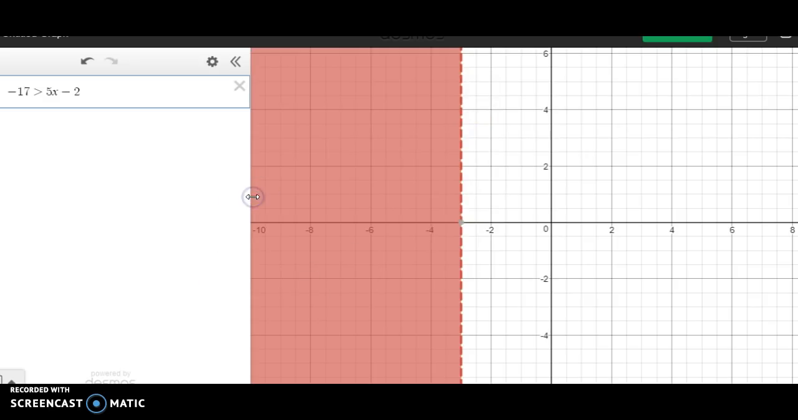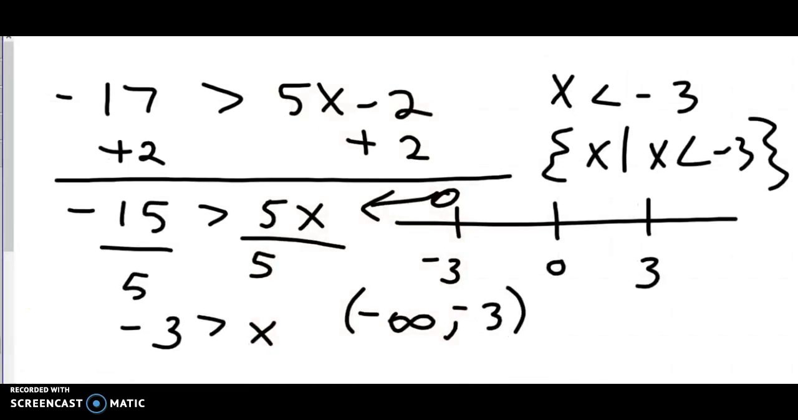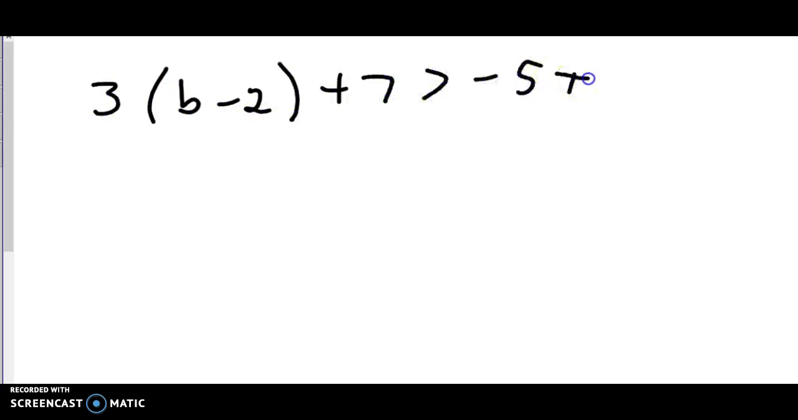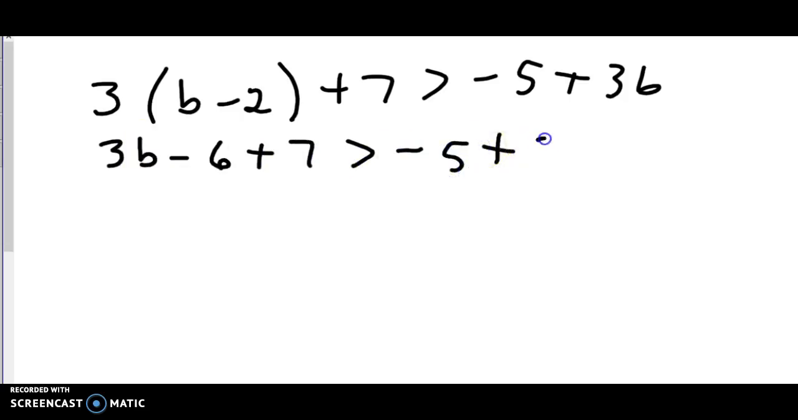Okay? All right, now I want to show you 2, and it's from your review. And then I'm going to have you take your test. You're allowed to use your Desmos or your graphing calculator. Okay, so the first one is 3(b minus 2) plus 7 is greater than negative 5 plus 3b. So distribute, you get 3b minus 6 plus 7 is greater than negative 5 plus 3b.